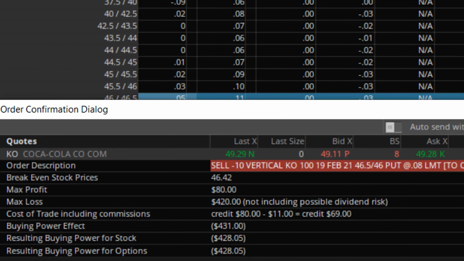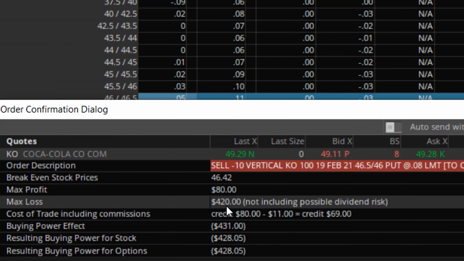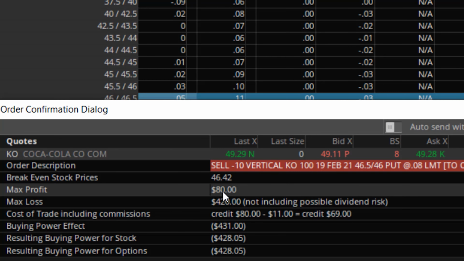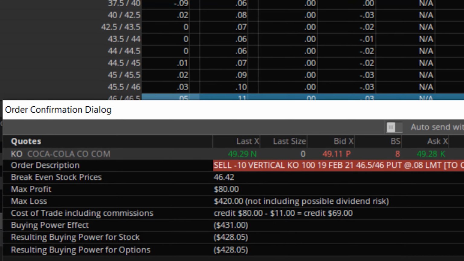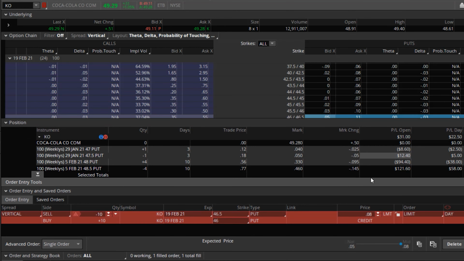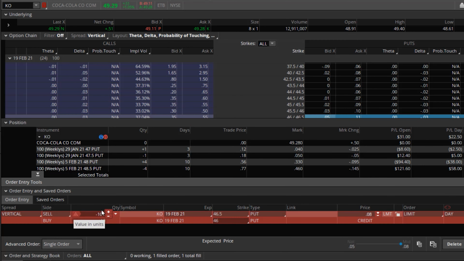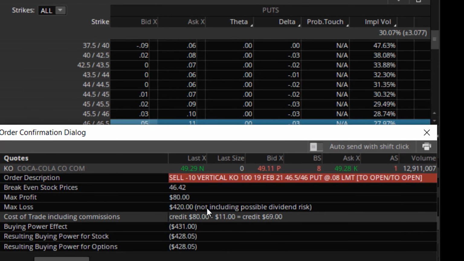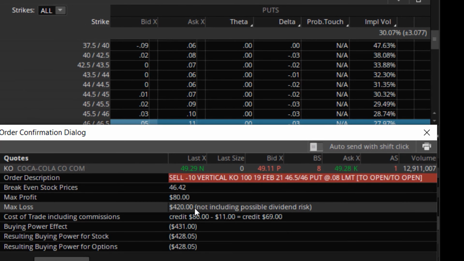So over here, you're going to see that we're risking $420 for this trade, and our max profit is $80. Now, the $80 is really just broken down because, oops, I just went out by accident. It's 8 cents, so you times that by 100 for options, and then we're doing 10 contracts, right? So there you go. So that explains that. And so again, we're risking $420 to make $80.